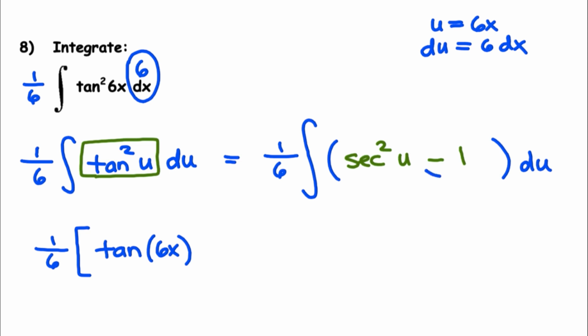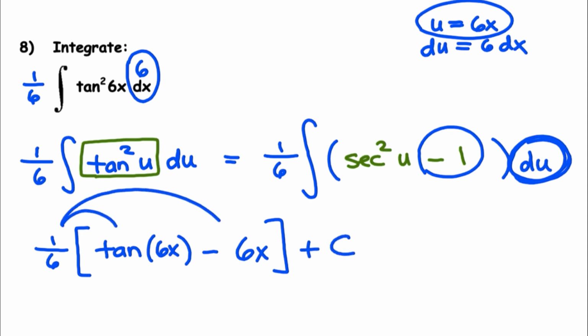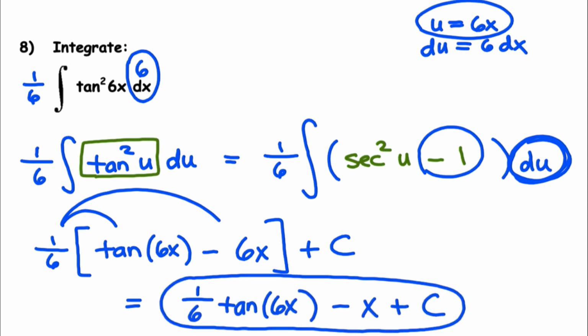And then we integrate this part. The integral of -1 is minus, don't say x, it's minus u. I know it's a u because this differential's sitting there. It tells you what letter it is. Minus u, but remember u is 6x. Okay, plus c. I'm going to go ahead and bring the 1/6 in, mainly because I don't like the brackets. And that's it. 1/6 tan 6x minus x plus c.